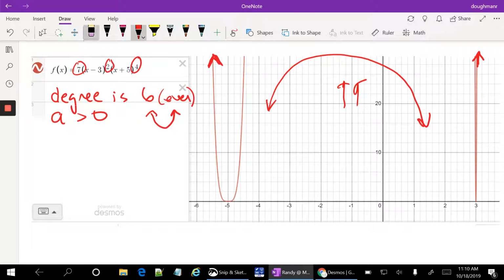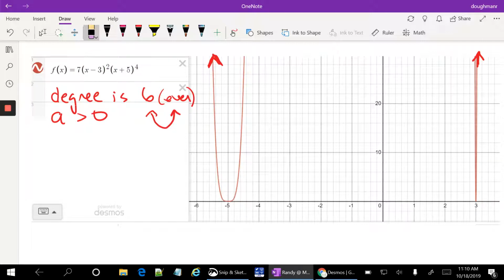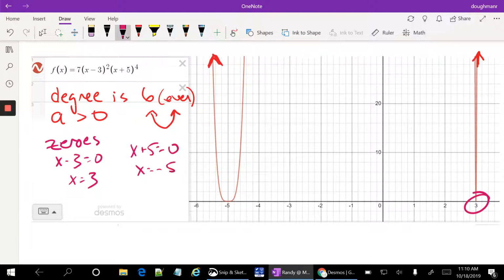Also analyzing, I know the zeros here. I know x minus 3 equals 0, so x equals 3. So that one's right there. And x plus 5 had to be 0, so x had to be negative 5. That's that one. Now again, we look at the multiplicity of each zero. That one's a 4, which is even. That one's a 2, which is even.